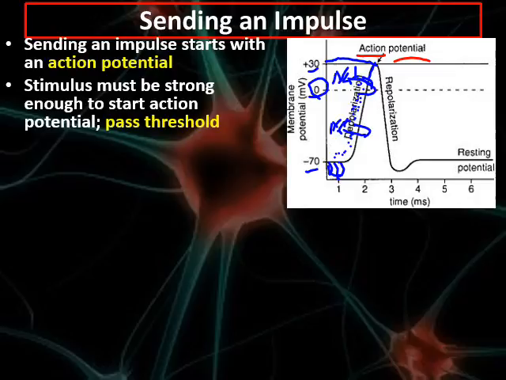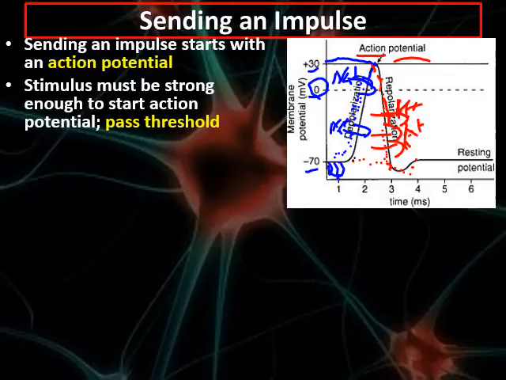And remember, unless we pass the threshold, it's not considered an action potential. We have to have enough depolarization to pass through the threshold. Then we have to do our repolarization. Sodium channels are going to shut, potassium channels are going to open, and potassium is going to leave. So potassium is flooding out faster and faster as we're moving down, and then we get down to our resting potential.